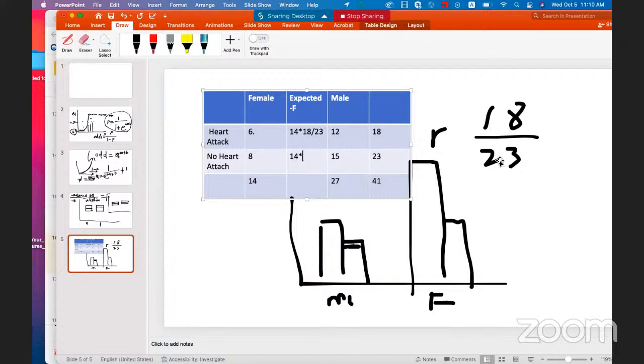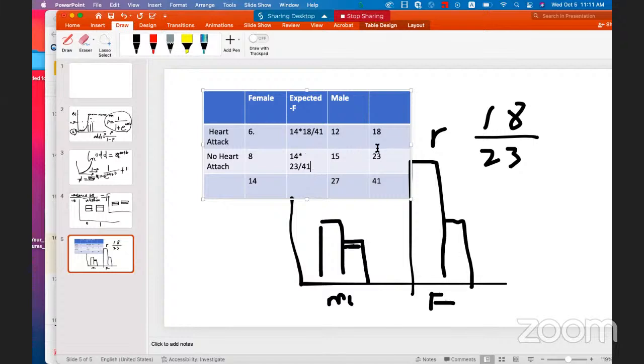If it's 18 to 23, then no, it's actually 18 to 41. Sorry, that was wrong. 18 to 41 is the percentage of people who get a heart attack, and what should this number be? It should be 14 times 18 over 41.